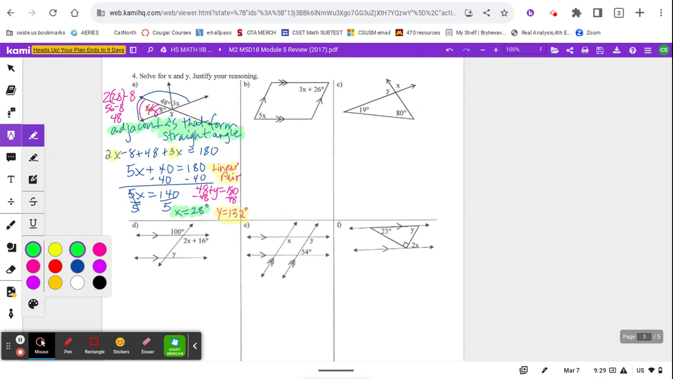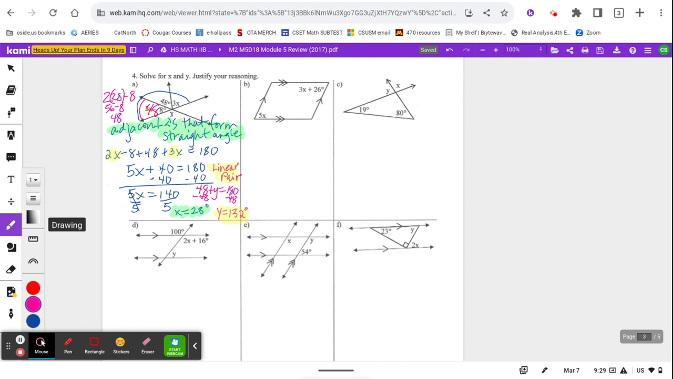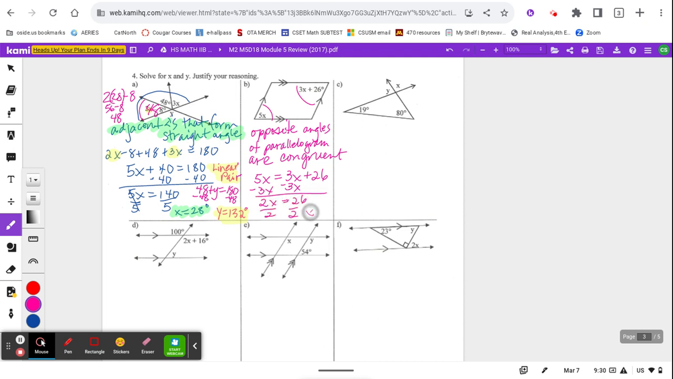Okay, so on the next one, there's only an x. The rule in a parallelogram is that opposite angles of a parallelogram are congruent. So I'm going to go 5x is equal to 3x plus 26 and then solve. And then make degrees. So here's my reason and my answer.